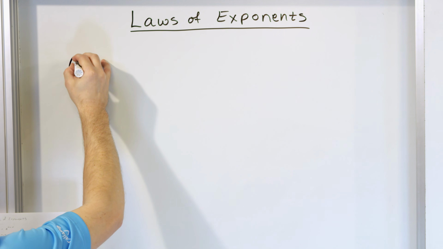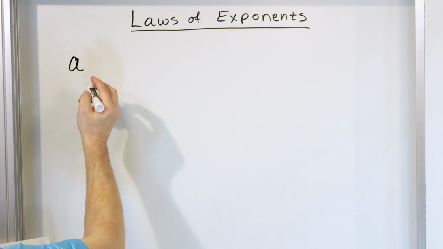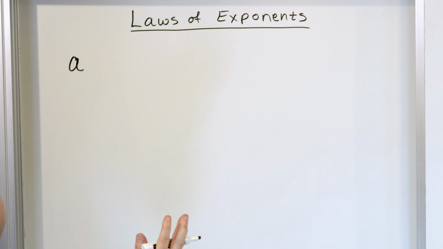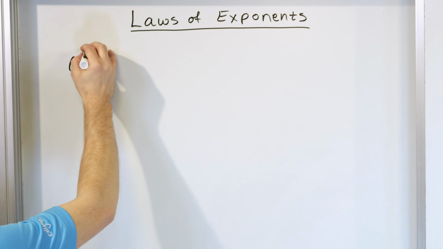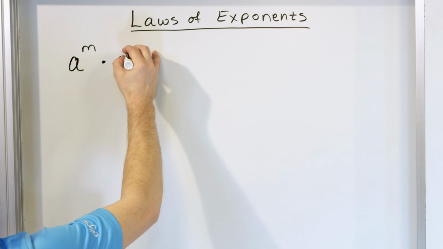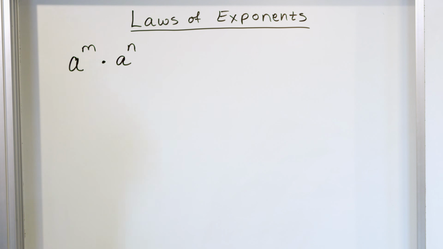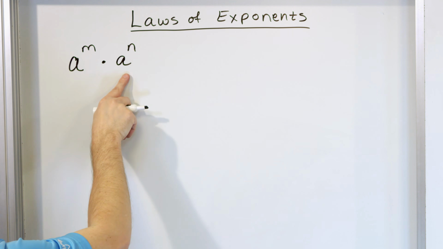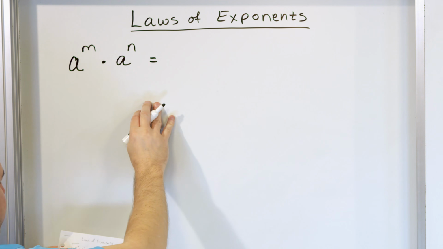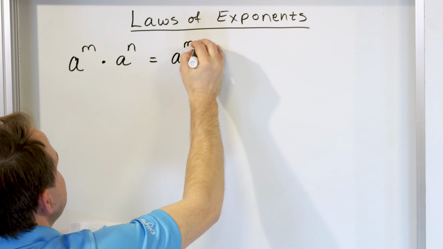If you have A, where A can be anything as we'll see, it can be a number, it can be a variable, it represents anything, to the power of m, and you're multiplying that times A to the power of n. So what this means is you have the same base, but different exponents, so m and n are different. Then what you do is you use the same base in the answer and you add m plus n.